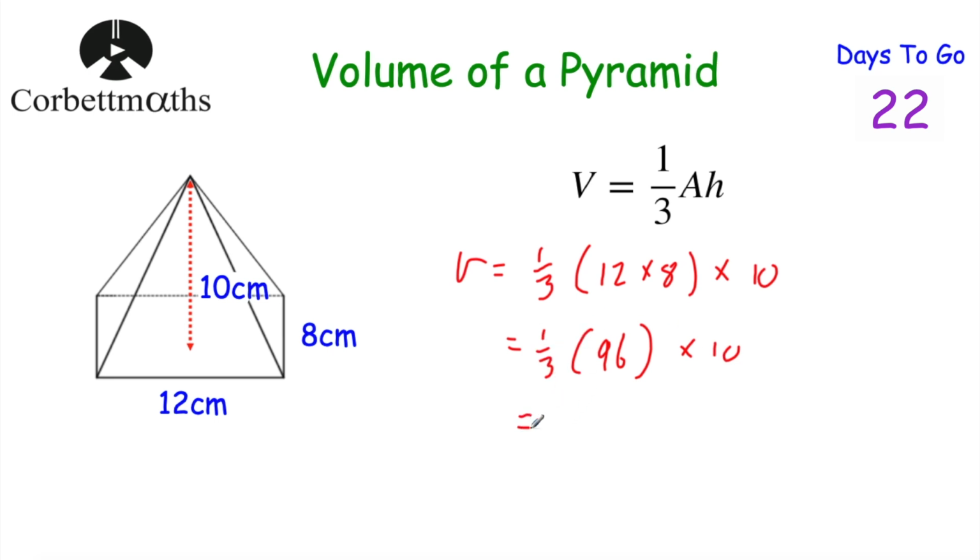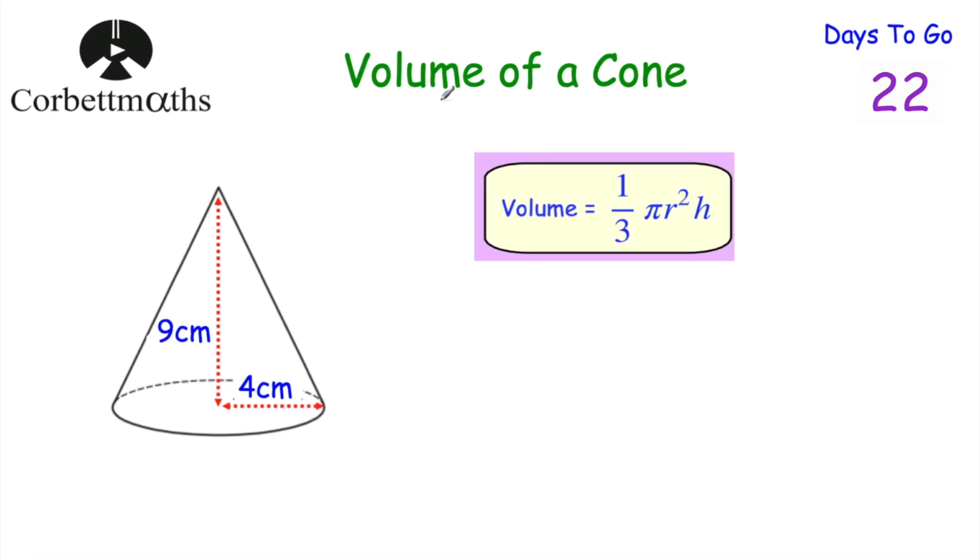I'm going to get a third of it, which is 32, and then multiply by 10, the height. 32 times 10 is equal to 320 centimeters cubed. So if you got 320 centimeters cubed for the volume of that pyramid, well done. Okay, so we've had a look at finding the volume of a pyramid. Now let's have a look at finding the volume of a cone.